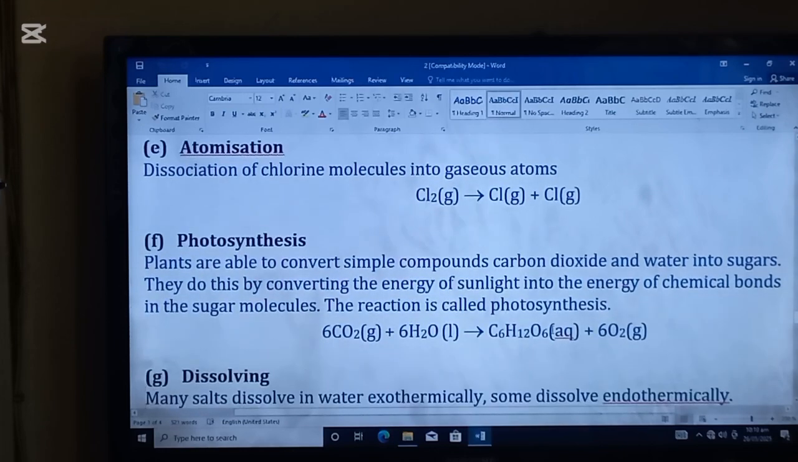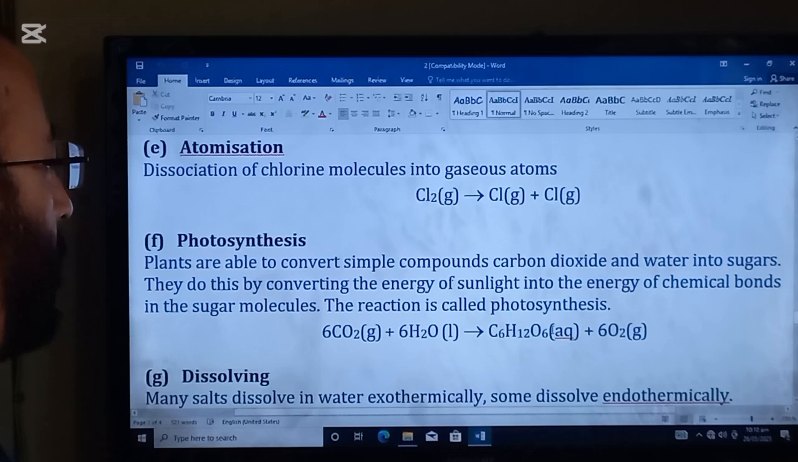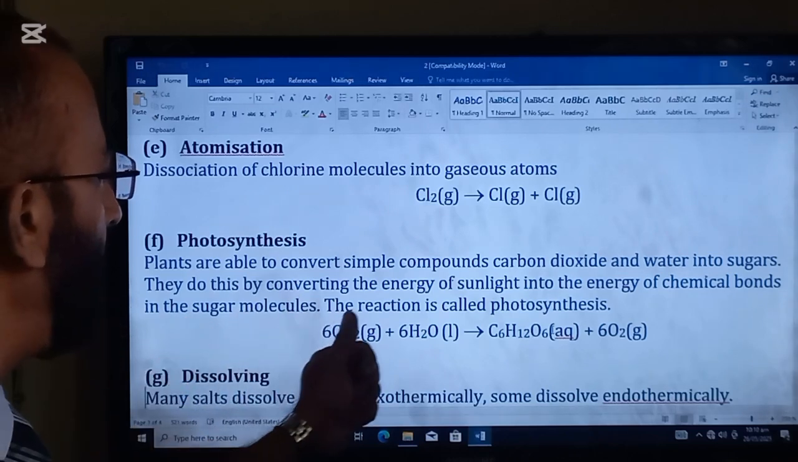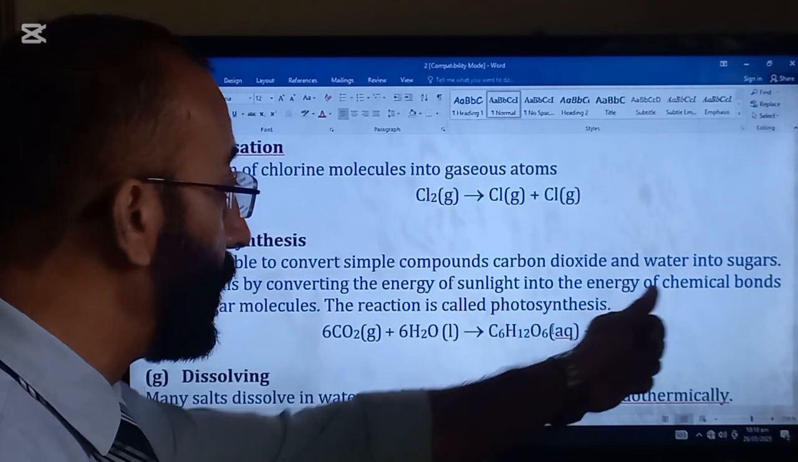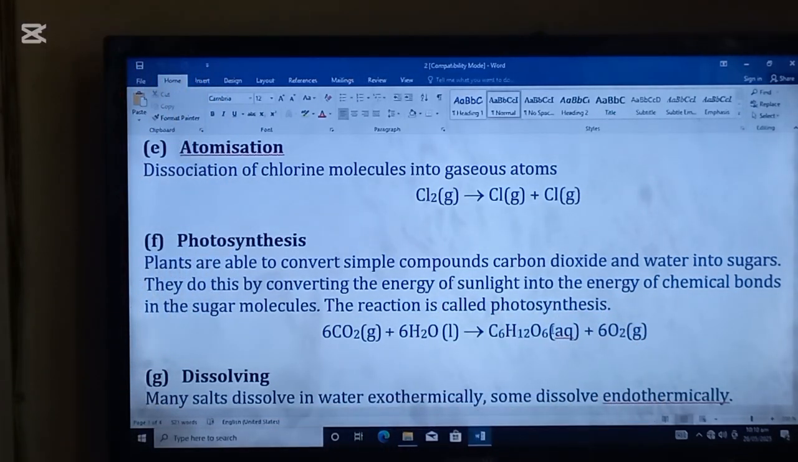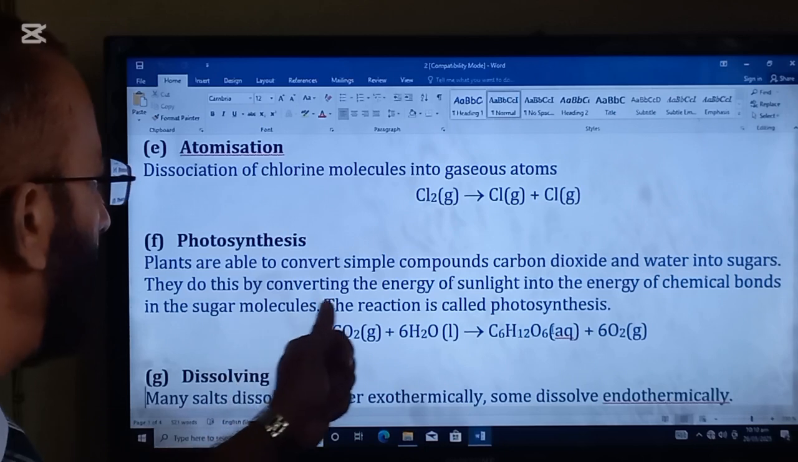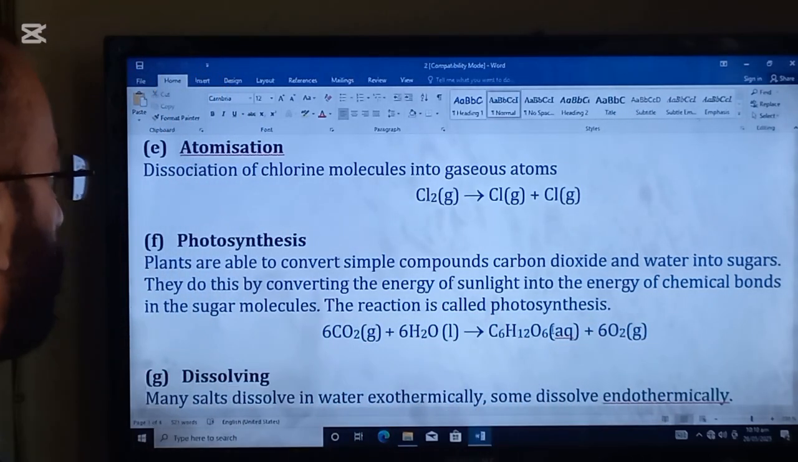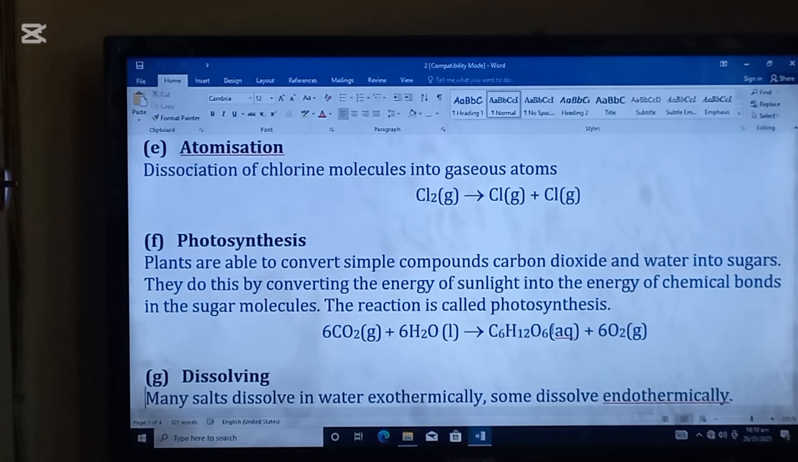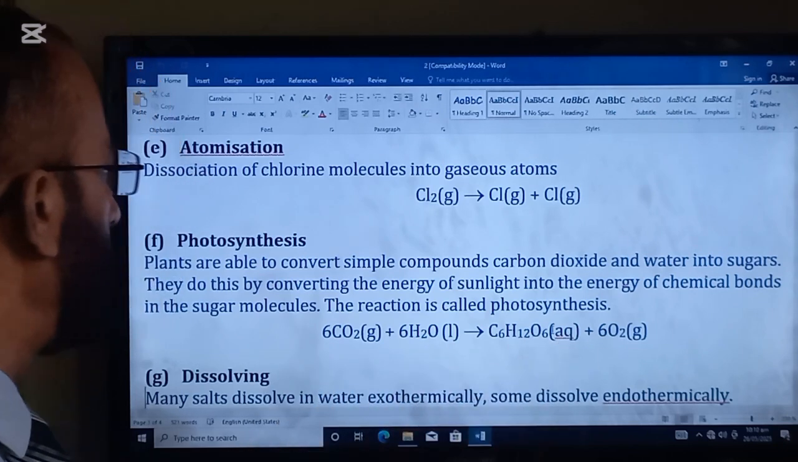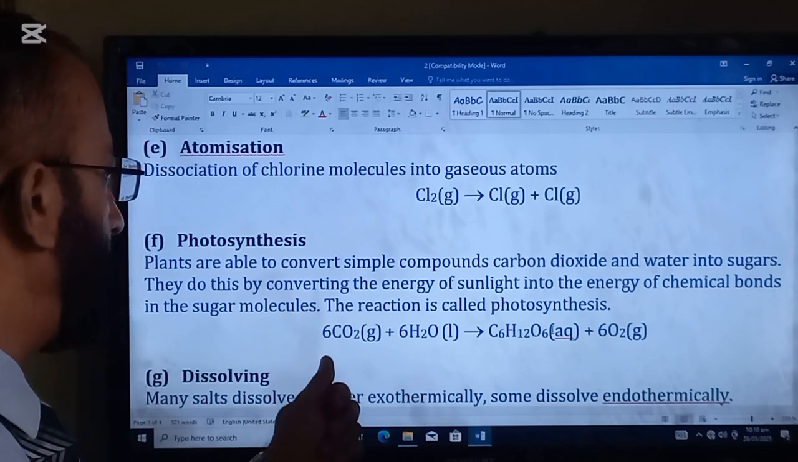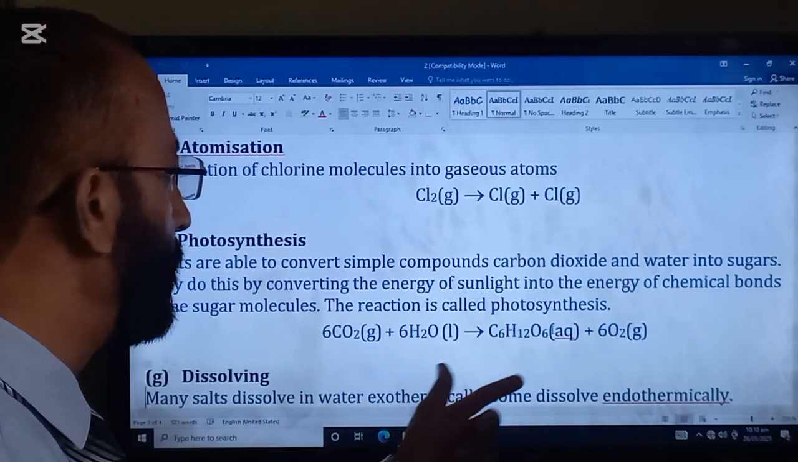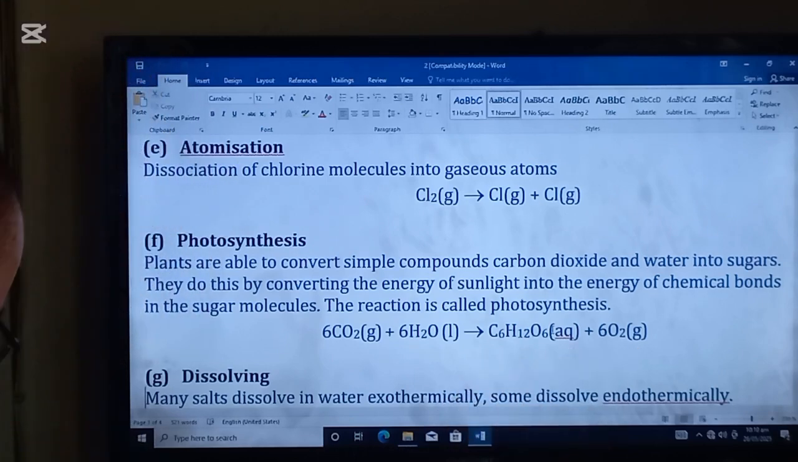Next example is photosynthesis. Plants are able to convert simple compounds, carbon dioxide and water, into sugar. They do this by converting the energy of the sunlight into the energy of the chemical bonds in the sugar molecule. The reaction is called photosynthesis, and here is the equation: 6CO2 plus 6H2O in the presence of sunlight forms glucose and oxygen.